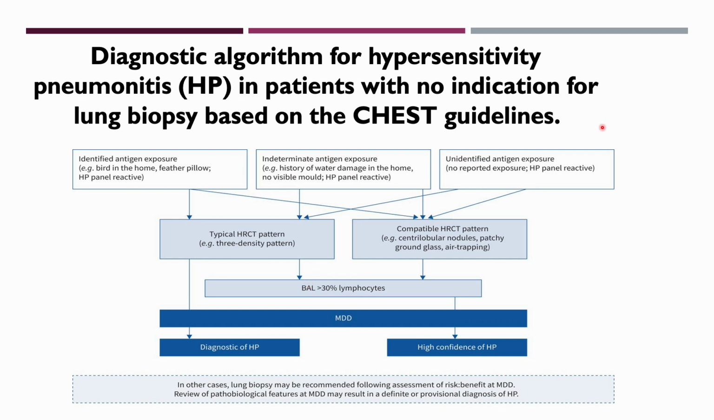And if there is no identification of an antigen exposure, but the CT looks like it could be HP, you must try and again prove the diagnosis by adding another modality like BAL, or do the MDD and reach a high confidence diagnosis. And lung biopsy can be done with the risk benefit ratio, if the features are not highly suggestive, but you are clinically suspecting.